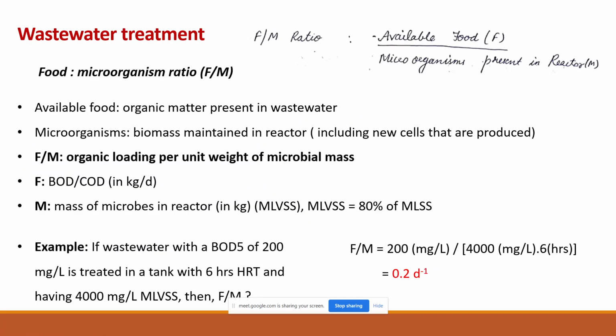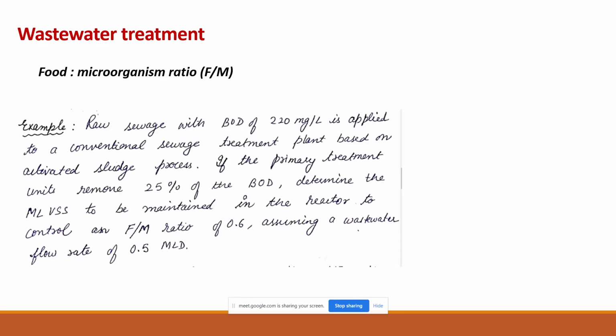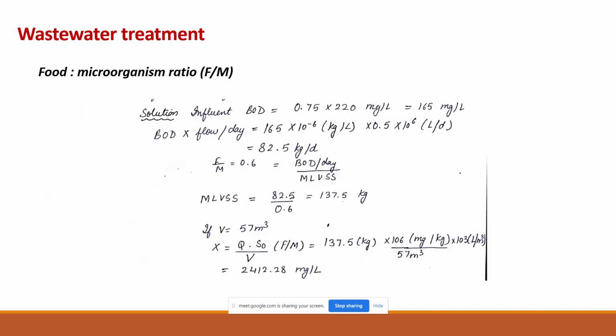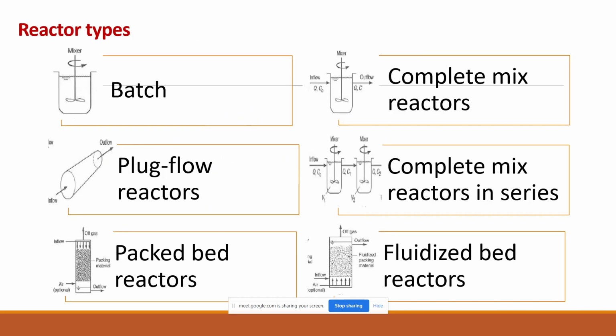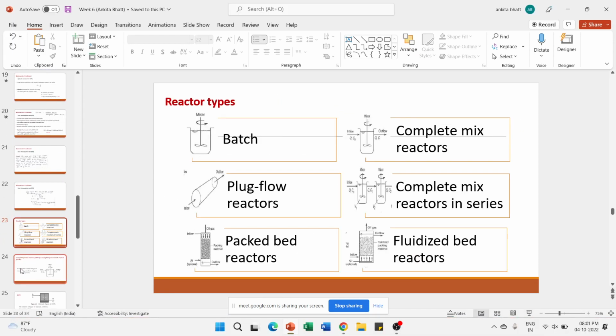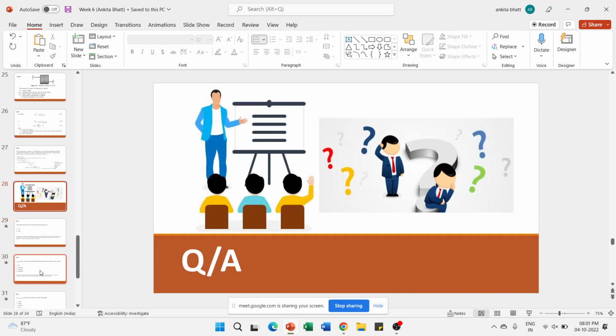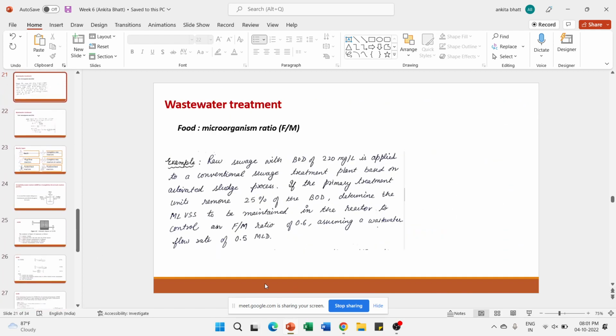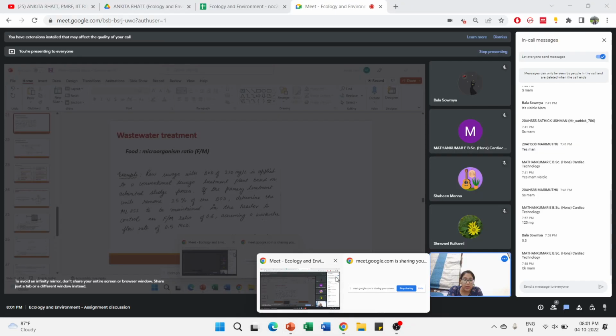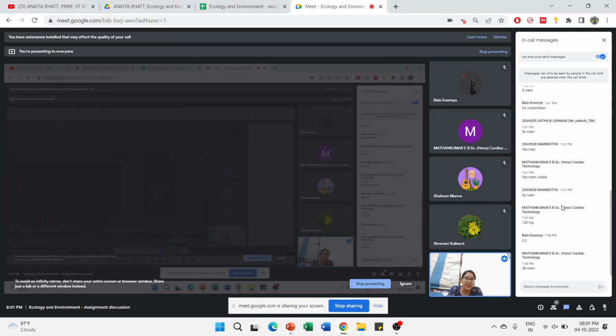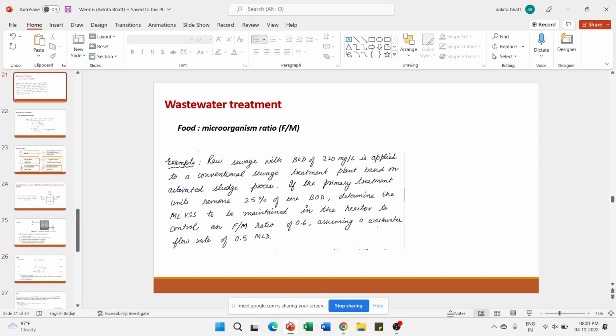Now we'll end today's session at this food to microorganism ratio concept. In the next session, we'll have another numerical on this F by M ratio. And then we also have different types of reactors, with some numerical part related to that, and there are some Q&A questions and answers, right? If you have any doubt, we'll discuss it in the next session. And you can again go through the session on the YouTube channel as well.